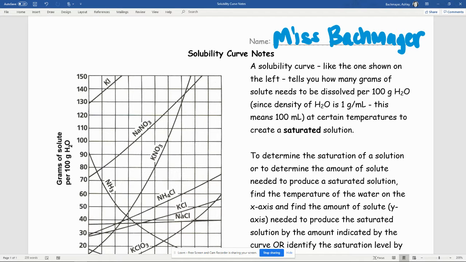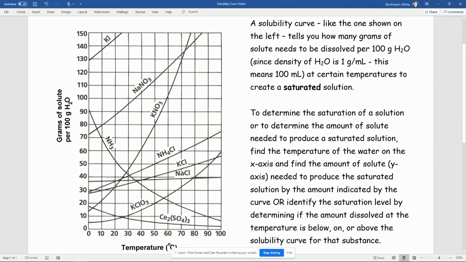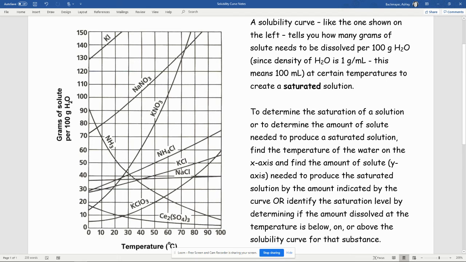But what we're going to be looking at today is a solubility curve. A solubility curve is what you see on the left, that graph on the left-hand side. You will notice that the x-axis has your temperature in degrees Celsius, and then your y-axis is how many grams of your solute you have dissolved per 100 grams of water.